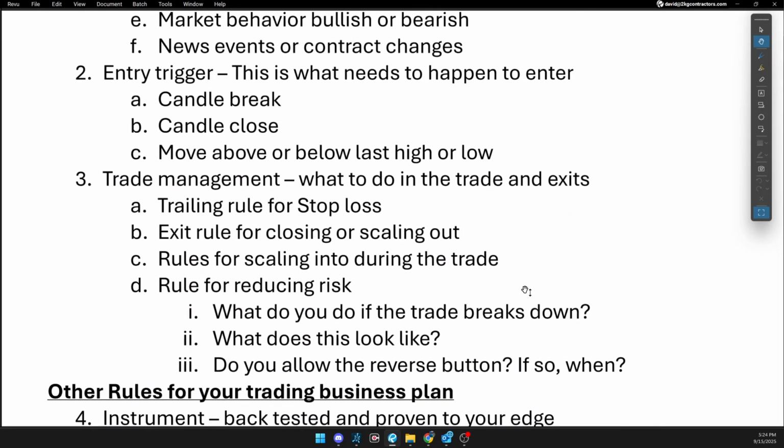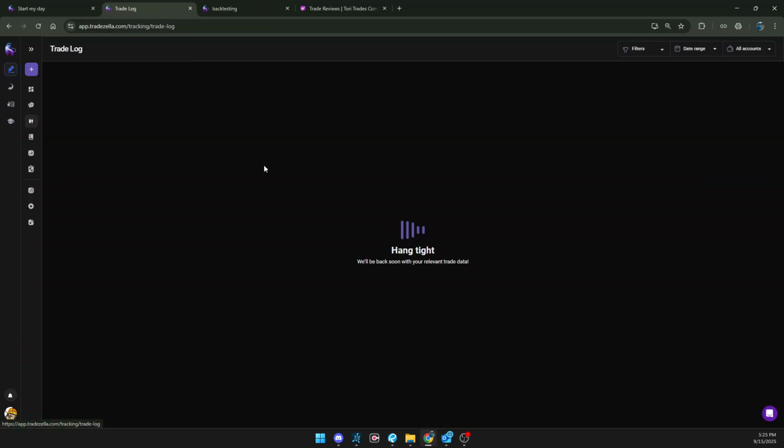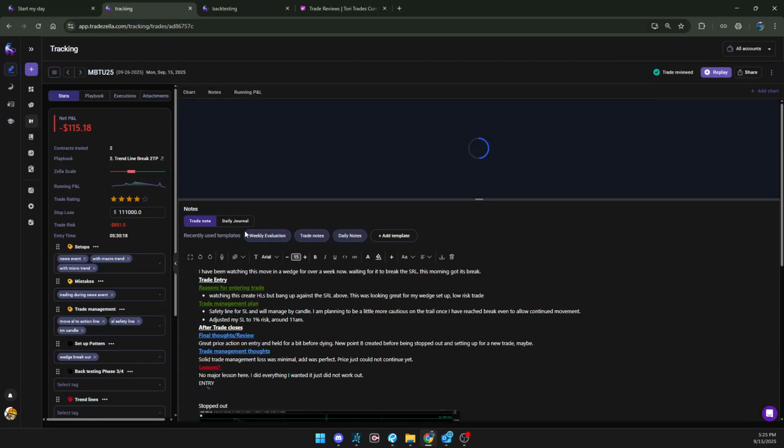All right. Oh, I wanted to show you one for scaling into or out of a trade. So let me show you one of mine for that. I'll show you my current one, which was a loss.